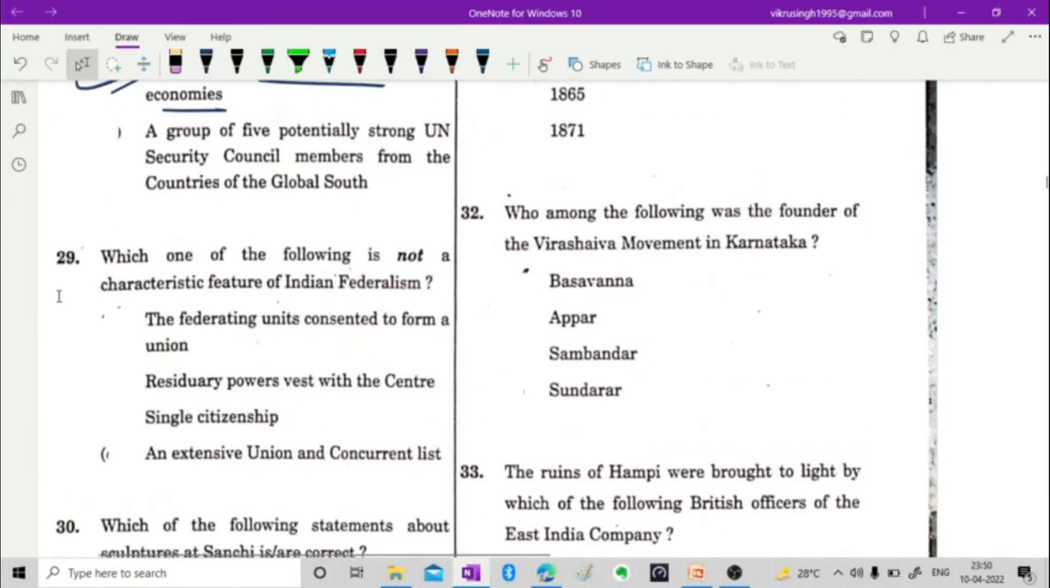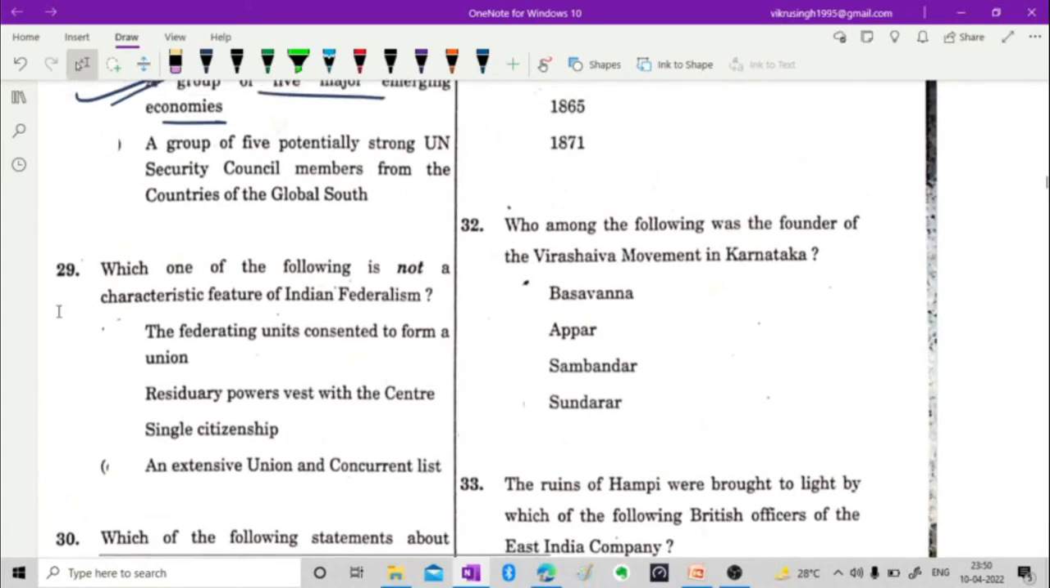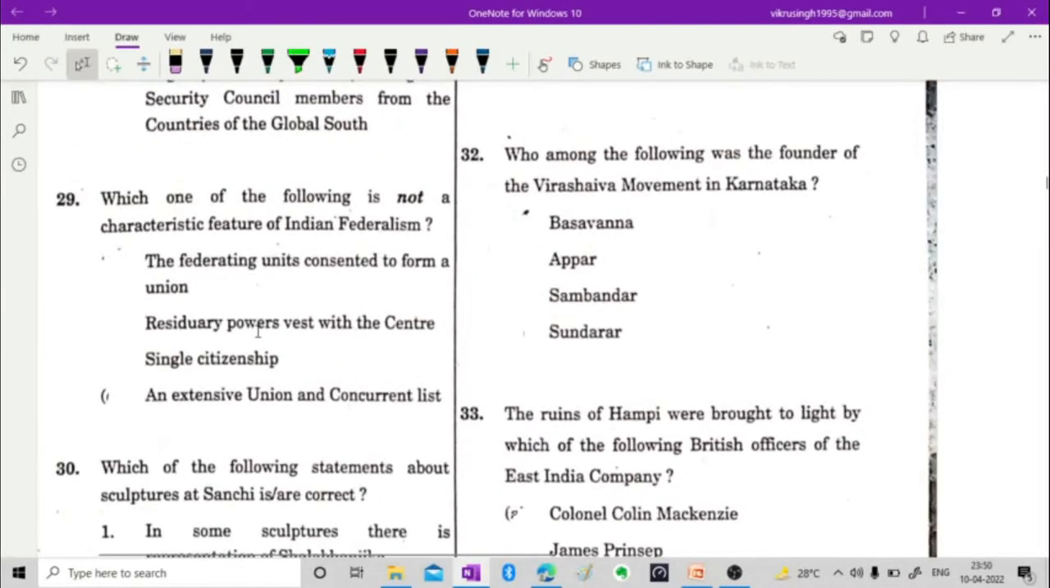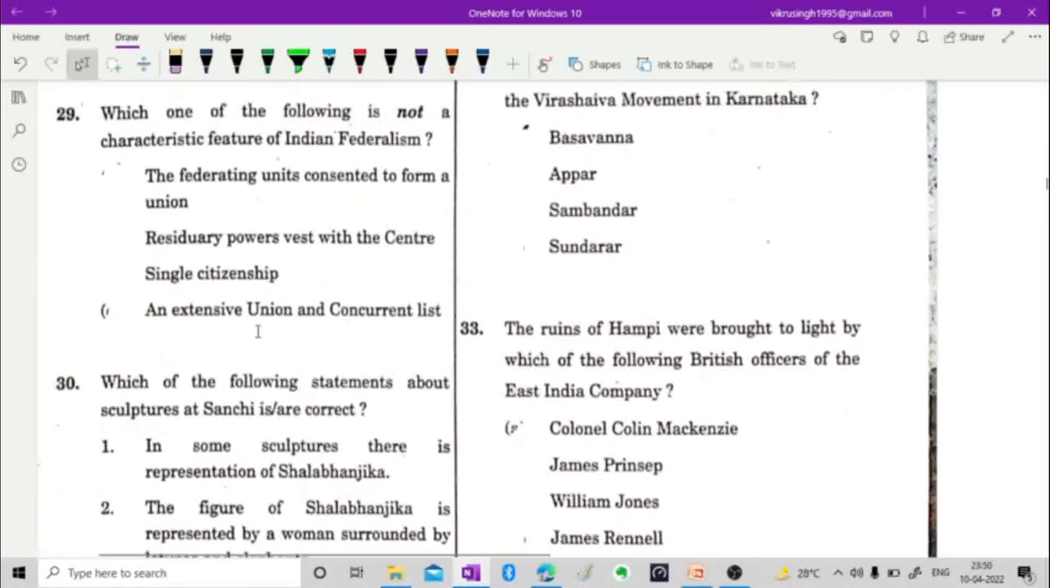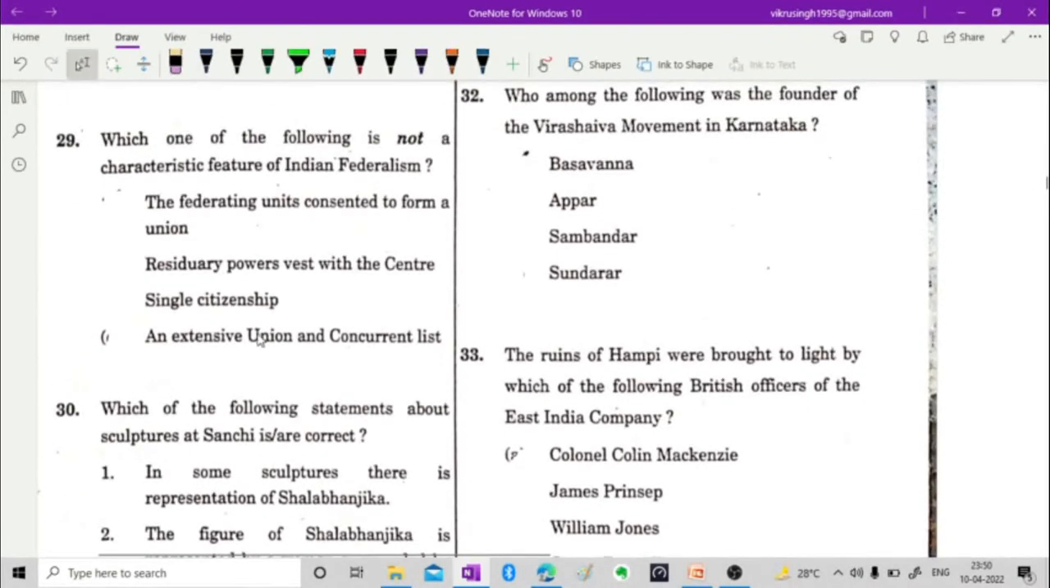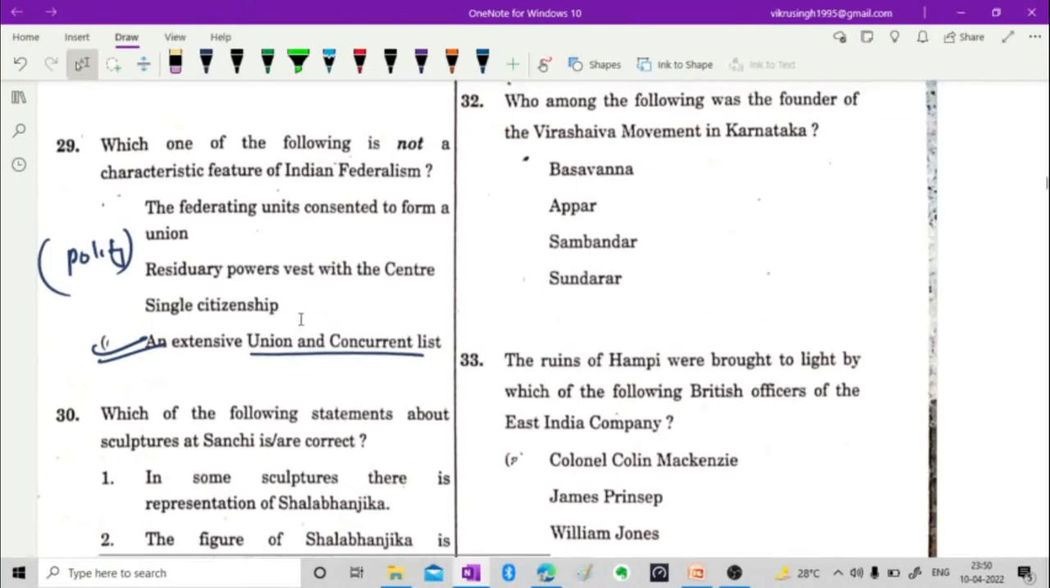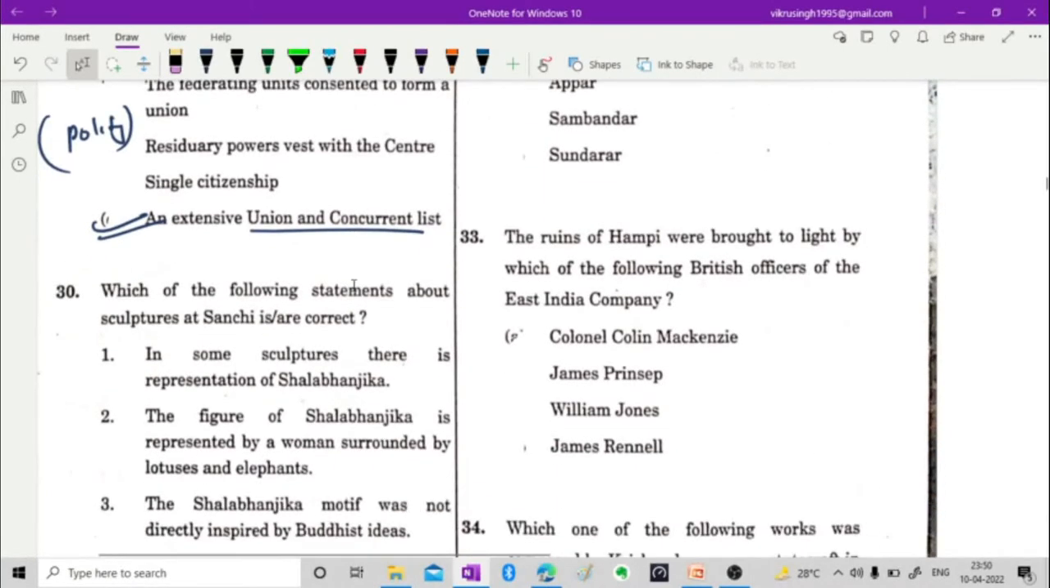Which of the following is not a characteristic feature of Indian federalism? India is a federal country. So which option would it be? This is from the Polity section. The extensive union and concurrent list is not a characteristic feature of Indian federalism.